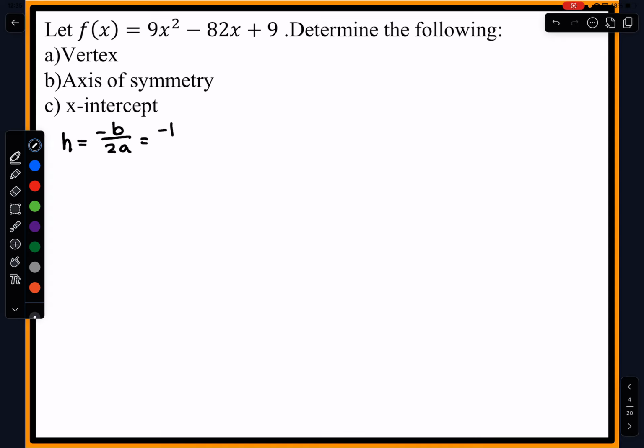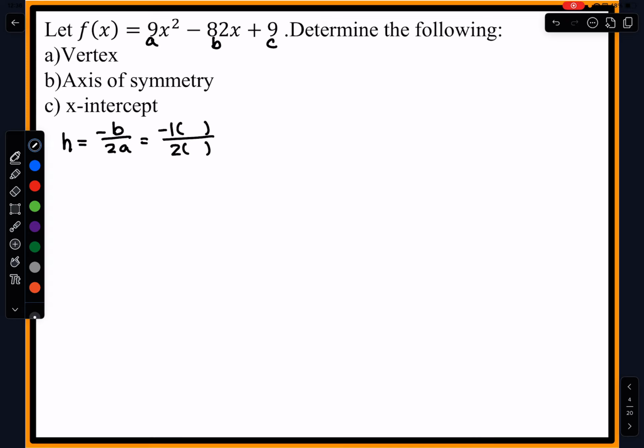So we're going to get negative 1, multiply that with the value of b, and divide that with 2 times the value of a. The a and b values come from the function, where a is the coefficient of the x squared term, b is the coefficient of the linear term, the x term, and c, even though we don't need it, is the last number, the constant.